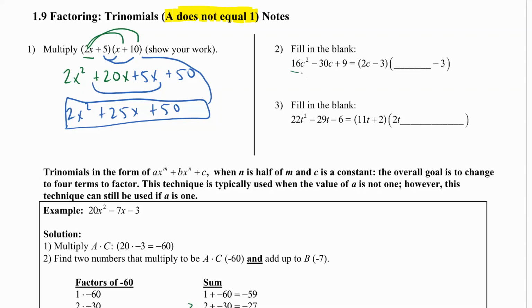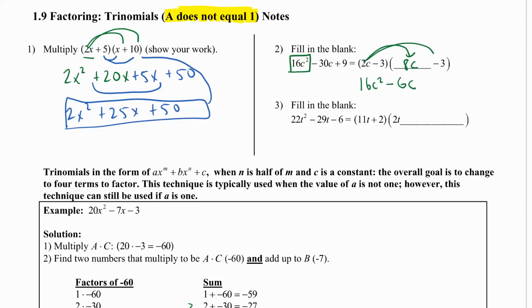So if we're given this expression here, 16c squared minus 30c plus 9, and we're going to factor that, well, if one of the factors is 2c minus 3, let's say if you knew that one, we should be able to come up with the entire other factor, because we want 2c times something, and that's got to equal 16c squared. So that's got to be 8c. So 2c times 8c is 16c squared, and we can double check the other one. 2c times a negative 3 is negative 6c.